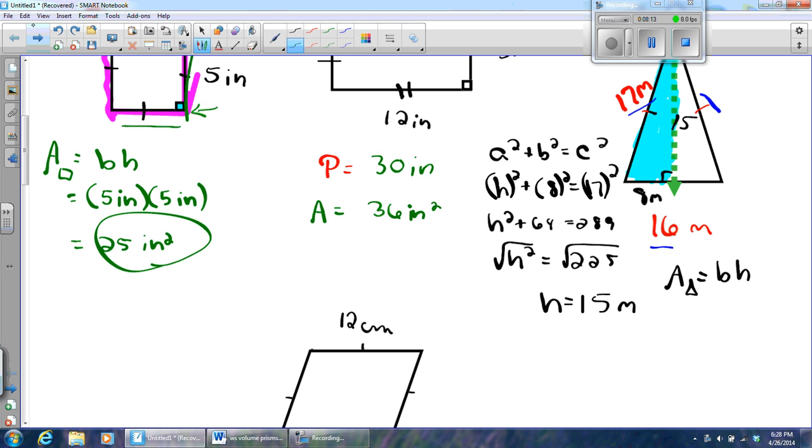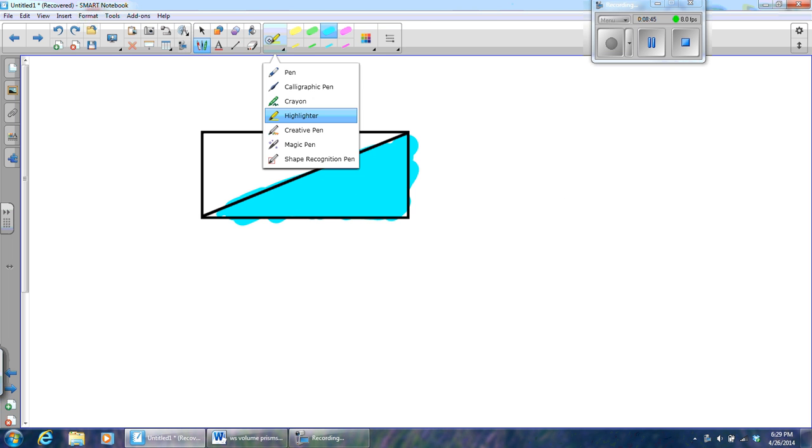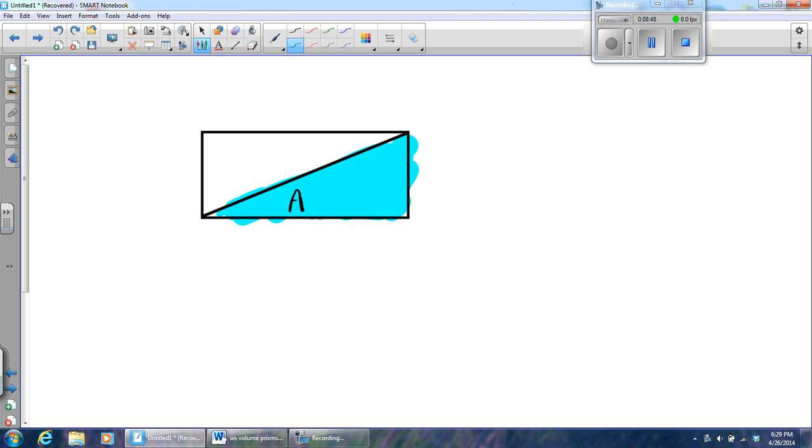What is a triangle? Well, I'll bet you know that a triangle is half of a rectangle. It's actually half of any quadrilateral. You put two triangles together, you'll get some type of quadrilateral. If the formula for area of a rectangle is base times height, and a triangle is half of that, shouldn't my area formula for a triangle be base times height divided by 2? Yeah. This area is going to equal base times height divided by 2.